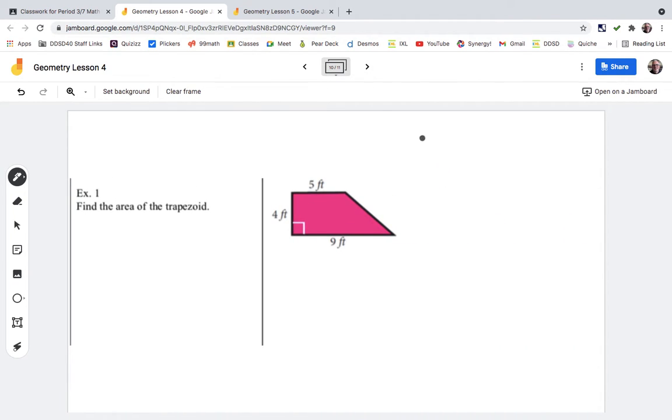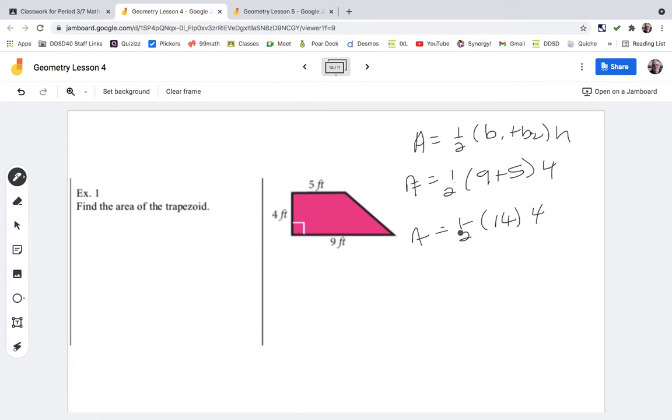So using that formula, area is equal to 1/2 of base 1 plus base 2 times the height. Area is equal to 1/2 of 9 plus 5, or 5 plus 9, times 4. Area is 1/2 of 14 times 4. We can do 1/2 of 4, which is 2, times 14. So the area is equal to 28 square feet.